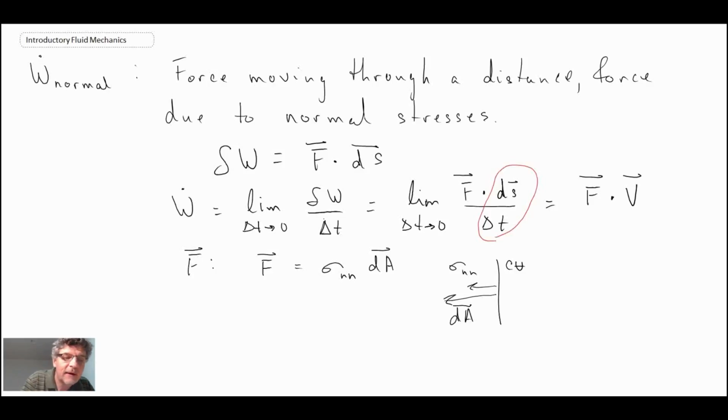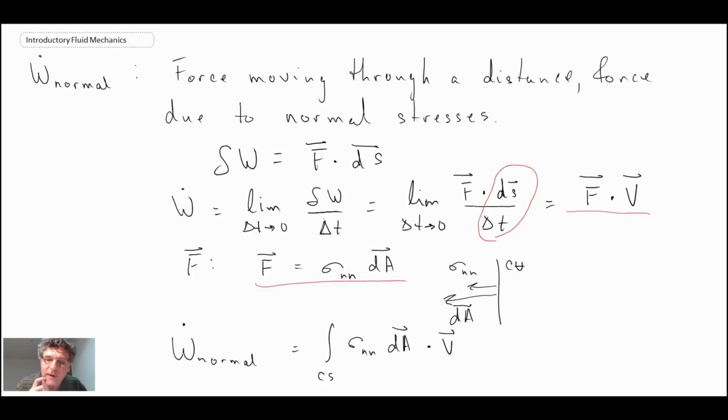But with that for the force and with that for the work, what we can do is rewrite this for normal as being an integral over the control surface. And what I'm going to do here, I'm going to flip the dA and the V around. It's a dot product, so it doesn't matter the order of that. And so we can go through and flip that. It'll make sense shortly why I'm doing that flip, but I'll just reverse the order of it. So we still have our normal stress multiplied by V dot dA. Okay, so that is normal work.